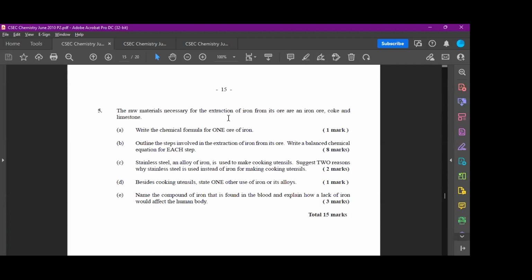All right, so let's go. You're ready. Chemical formula for one iron ore. Fe2O3. Fe2O3, yes. What's the name of that, if you don't mind? Hematite. Hematite, yes. Any other?